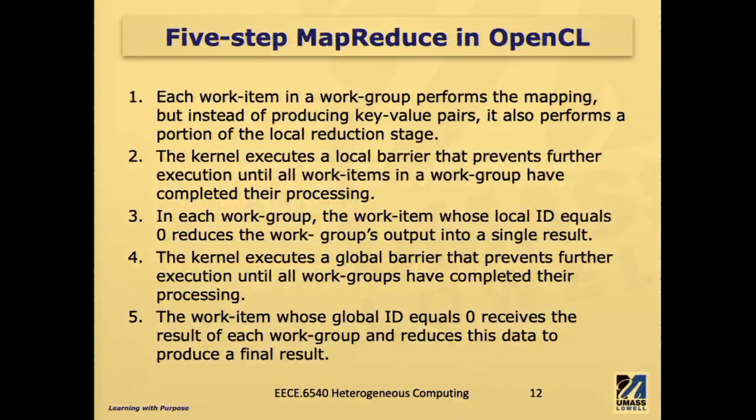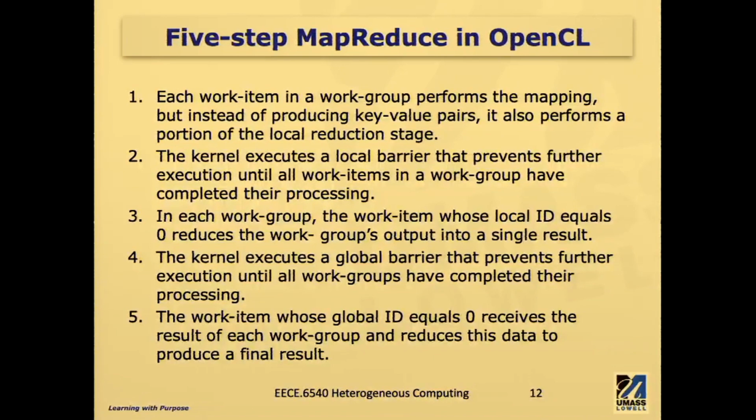The second step is to have the kernel execute a local barrier that prevents further execution until all work items in the work group have completed their processing. We'll come back to explain more. Essentially, we need to synchronize all the work items in a work group before they perform the local reduction. We want to make sure that all the work items finish the same operation that produces the valid key value pairs.